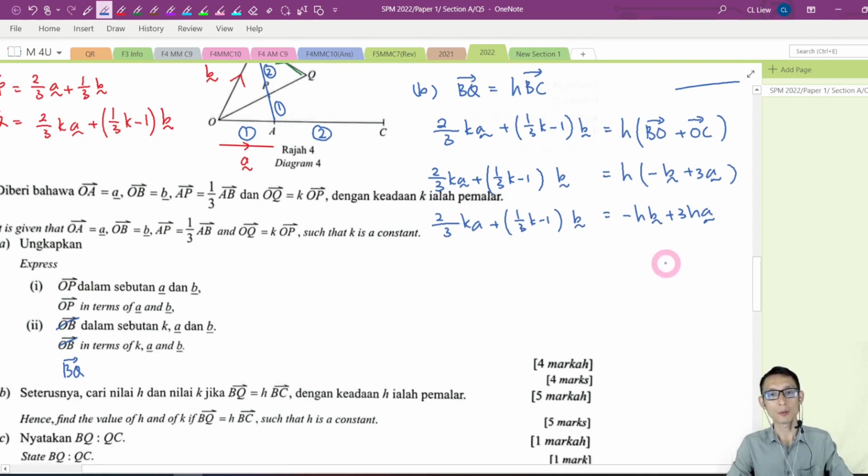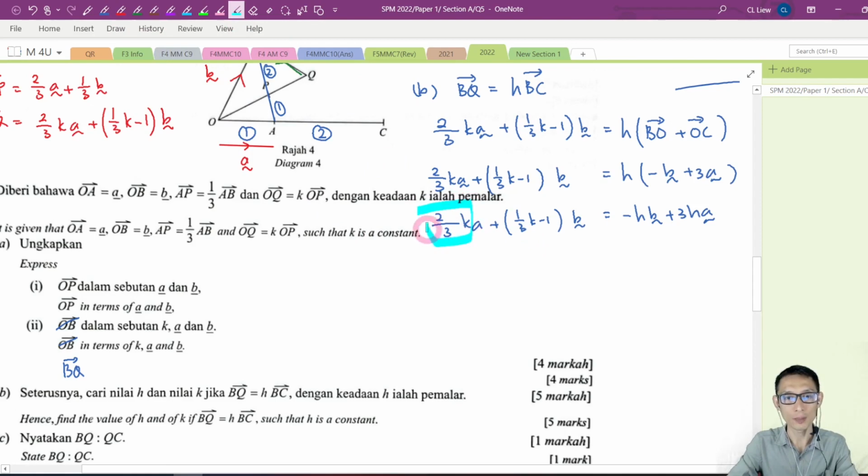Let me copy this part also. Now, I'm going to show you 2 ways to help us get the K and H. Both will give you exactly the same answer. Let me show you the first method first. Compare both sides. Make sure you arrange nicely. If this is A, B, here also follow A, B. Now this is BA, so it will be very easy for you to make a mistake. So let me rearrange it first.